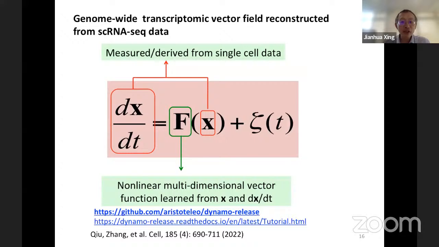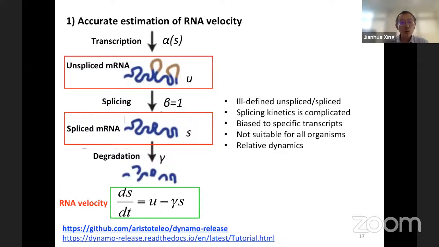So it's become a machine learning problem. But there are certain challenges. The first challenge is, well, this original RNA velocity gives you quite a decent estimation, but can we go beyond that, learn an even more accurate estimation? Because there are some limitations with this kind of splicing-based input.